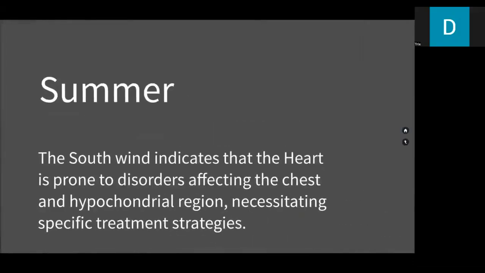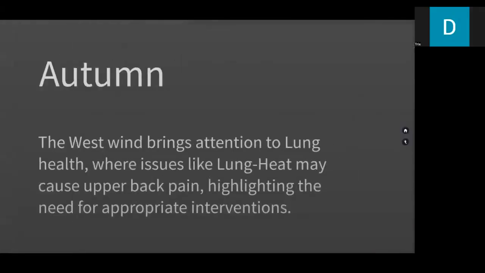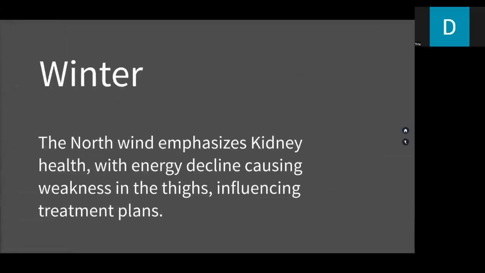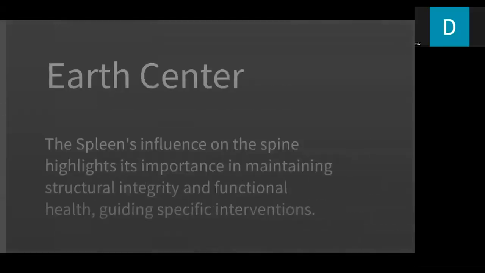The summer, the south wind, indicates that the heart is prone to disorders affecting the chest and hypochondrial region, necessitating specific treatment strategies. In the autumn, the west wind brings attention to lung health, where issues like lung heat may cause upper back pain, highlighting the need for appropriate intervention. In the winter, the north wind emphasizes kidney health, with energy decline causing weakness in the thighs, influencing treatment plans.